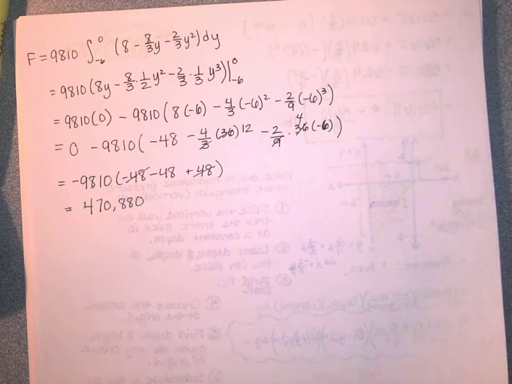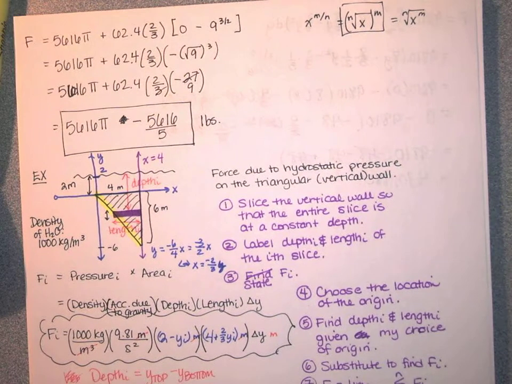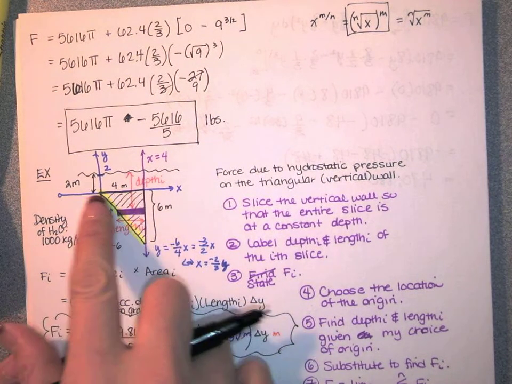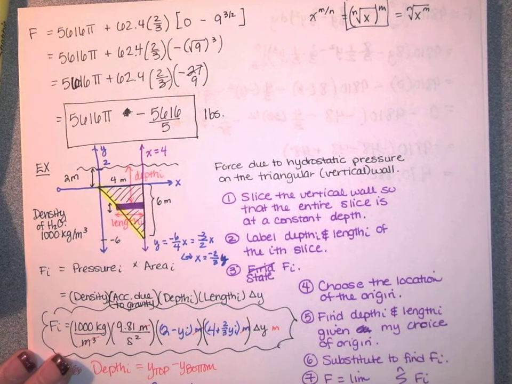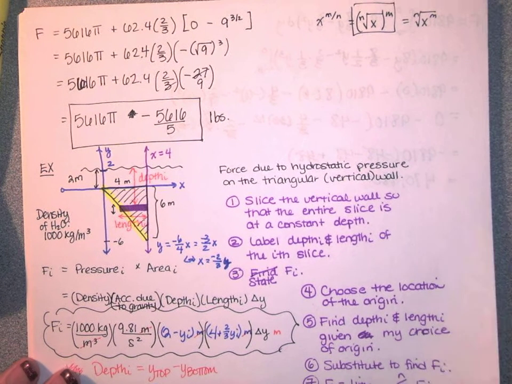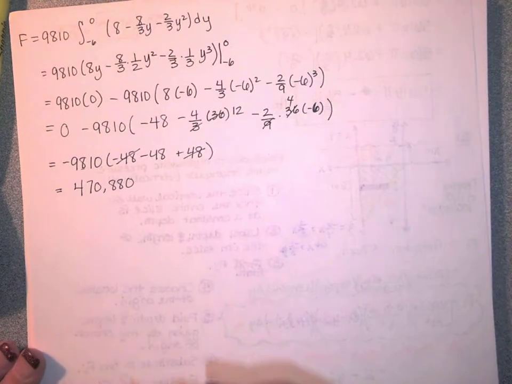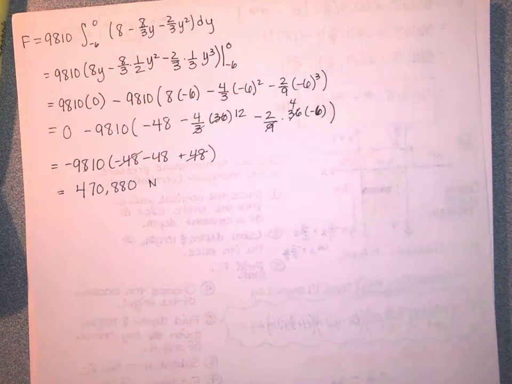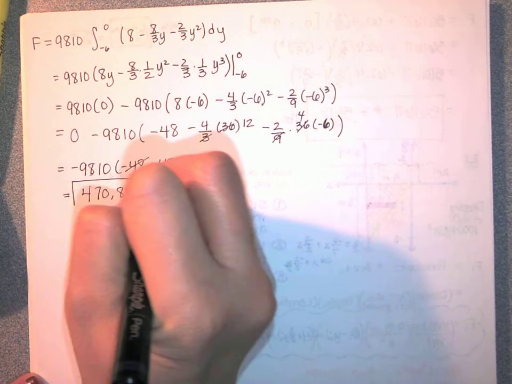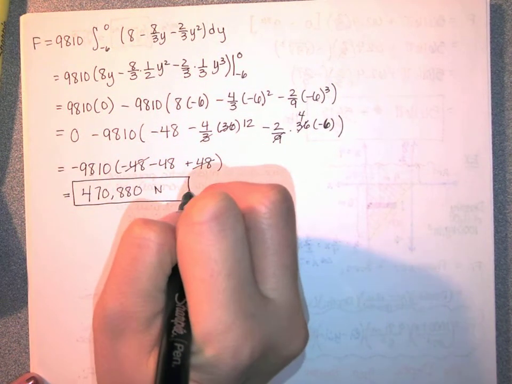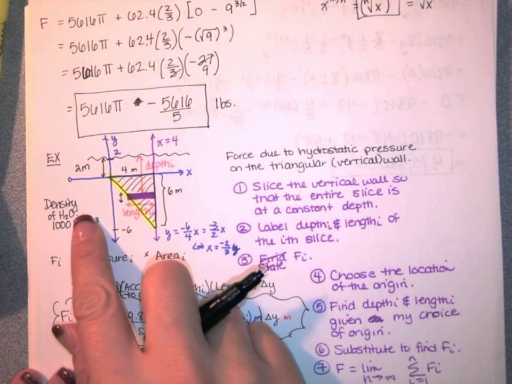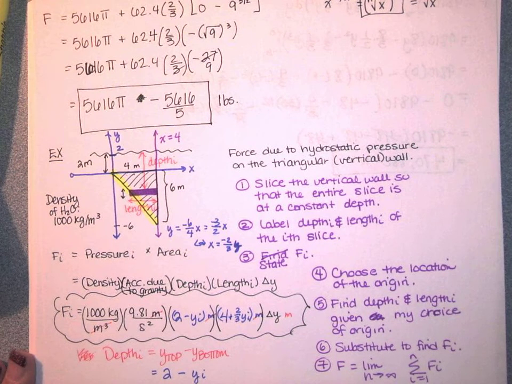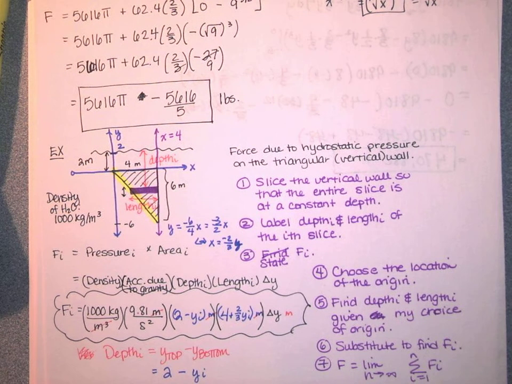But let's look at our units. Distances were given in meters. Density was given in kilograms per meter cubed. In that case, our force is going to be in units of newtons. So that's the force acting on that little triangular piece due to the pressure of that water acting on that triangular piece.